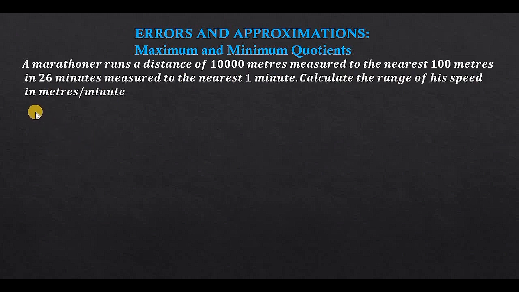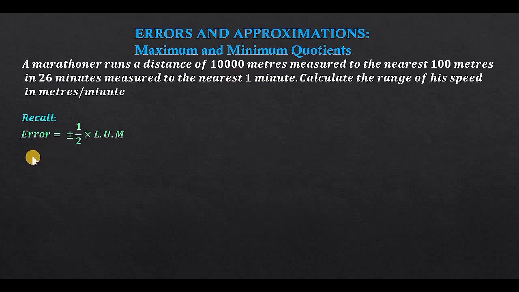First, before we continue, we'll have to recall that error in a given measurement is usually obtained as plus or minus a half times the least unit of measurement. Now, the least unit of measurement here refers to the level of accuracy a measurement is given to. For example, here we are told that the distance was measured to the nearest 100 meters, and that means that the least unit of measurement is 100 meters. And for the time, we are told it was measured to the nearest 1 minute. That means the least unit of measurement here is 1 minute.